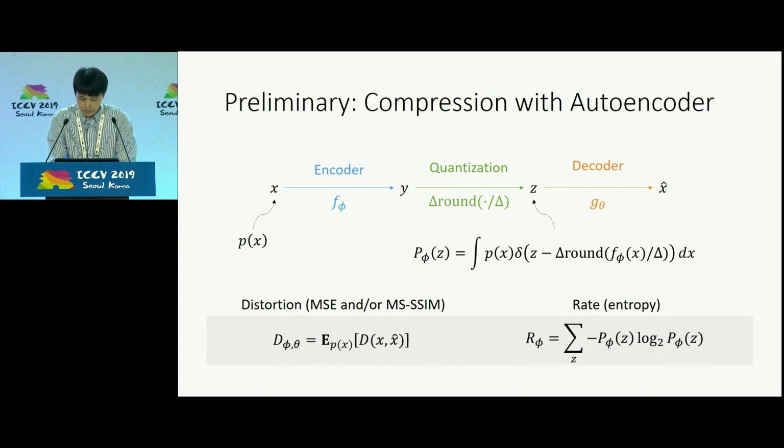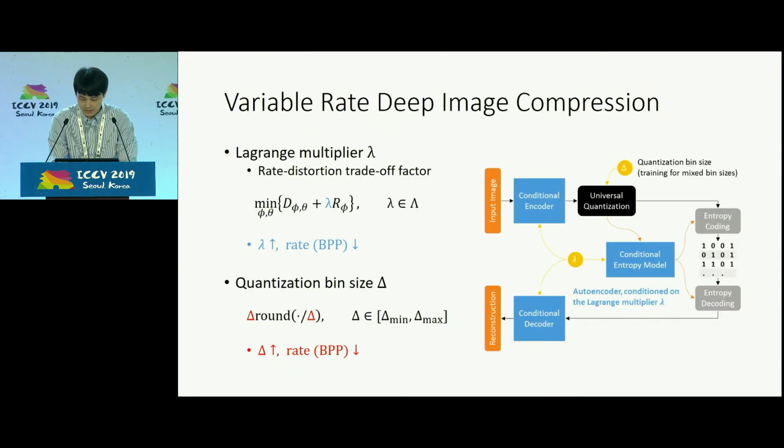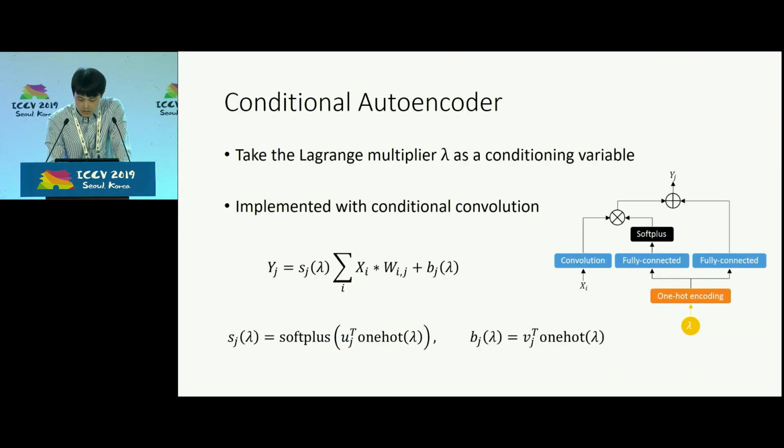There are 2 competing measures in compression. That is distortion and rate, and they are optimized in a Lagrangian form. So in our framework, we introduced 2 control parameters. One is the Lagrangian multiplier, and the other one is the bin size, which are given as the conditioning variables to the model as shown in these figures. So the conditional autoencoder is implemented with conditional convolutions, which take the Lagrangian multiplier as an additional input.